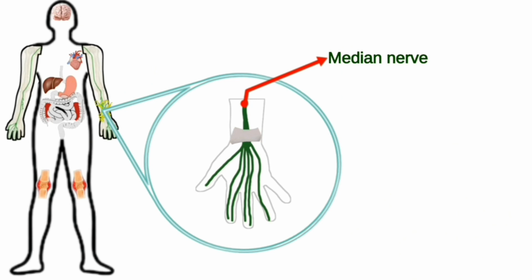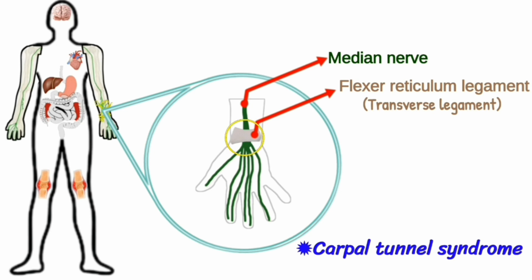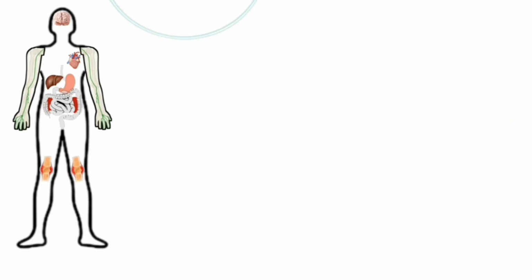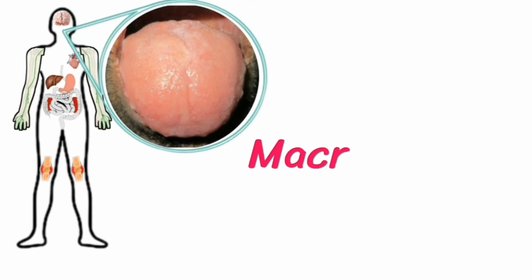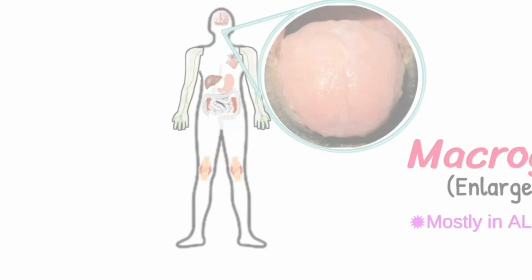Here you see the median nerve and flexor retinaculum, which is the transverse ligament. When amyloid protein deposits in ligaments and tendons, it compresses the median nerve, causing pain and numbness in the thumb, index finger, and middle finger. This condition is called carpal tunnel syndrome. In amyloidosis, carpal tunnel syndrome is mostly bilateral. Macroglossia, enlarged tongue, is mostly in AA amyloidosis.